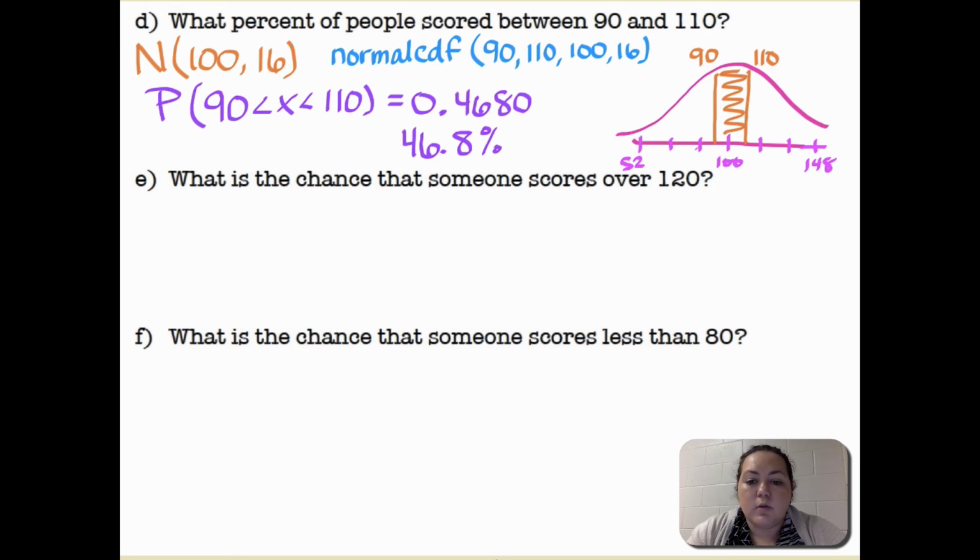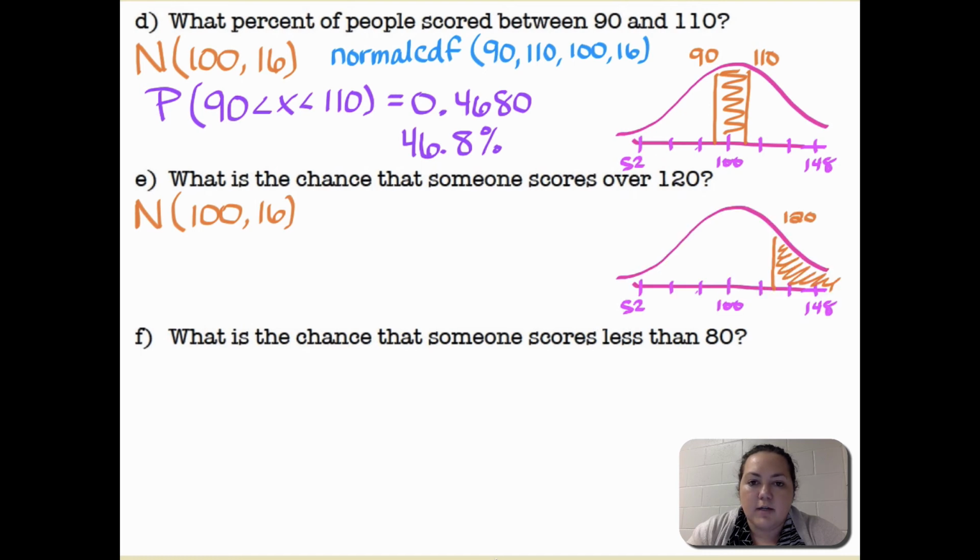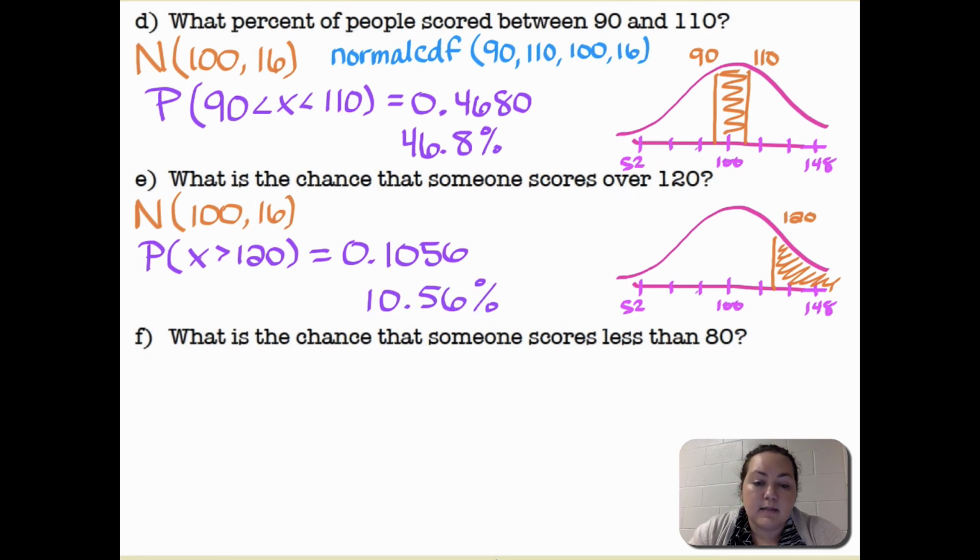What is the chance that someone scored over 120? So again, I have a normal model with a mean of 100 and a standard deviation of 16. I'm going to draw it, and I'm going over 120. So I'm going to go to 120, and I'm going to shade everything that's above it. And then in my calculator, I would do normal CDF, a lower bound of 120, an upper bound of a really large number, 9999999, and then my mean of 100, my standard deviation of 16, and I would get 10.56%. And I want to make sure that you write the work, so it's the probability that x is greater than 120, and then put the number you get from your calculator.